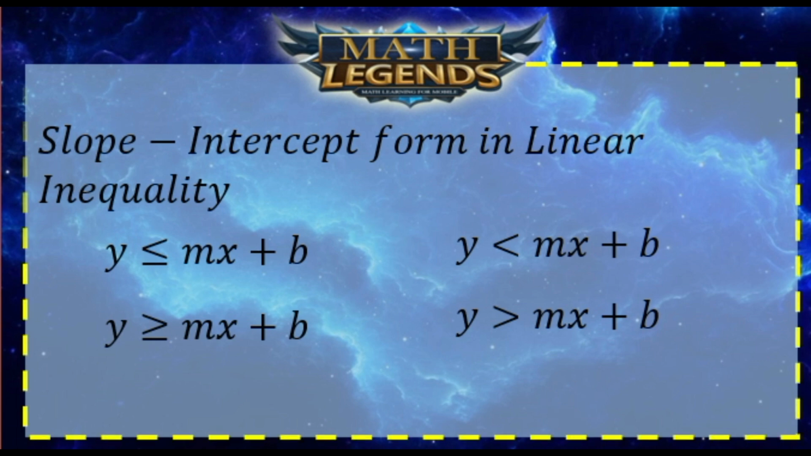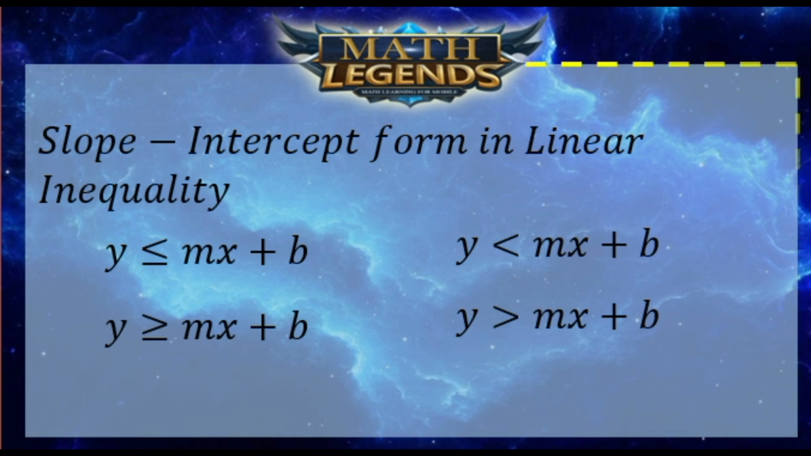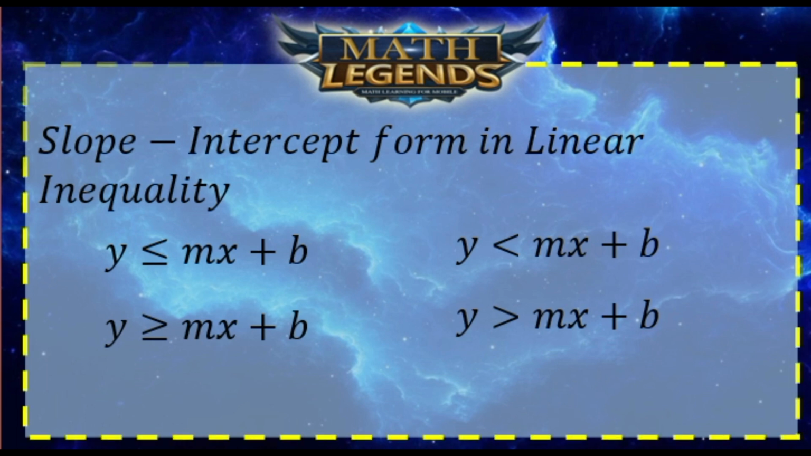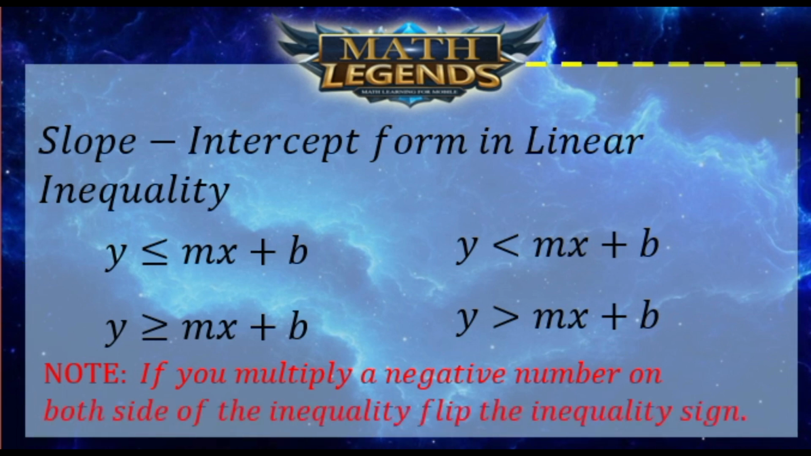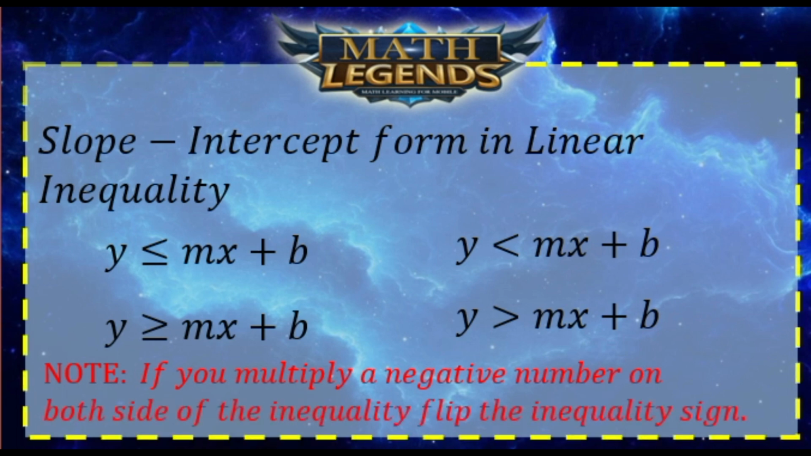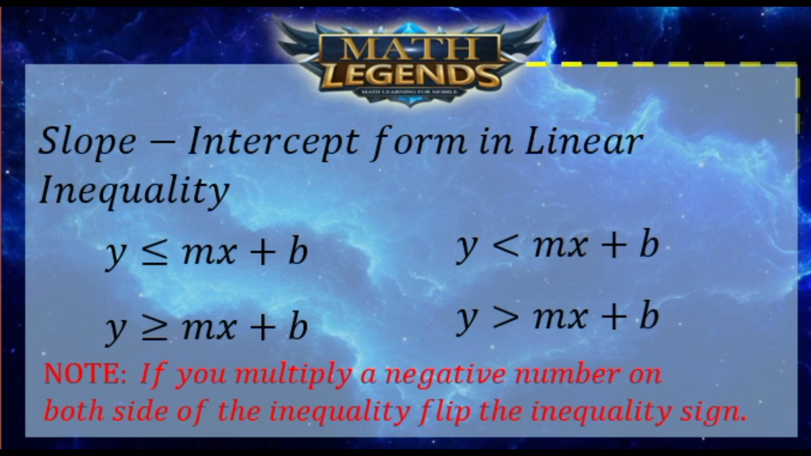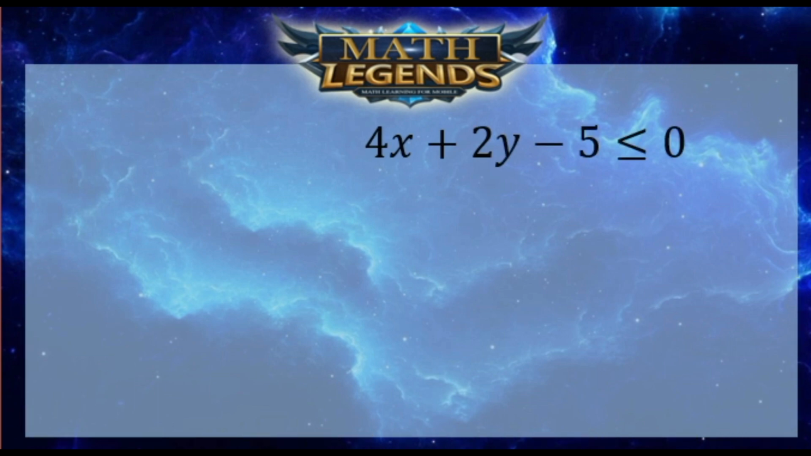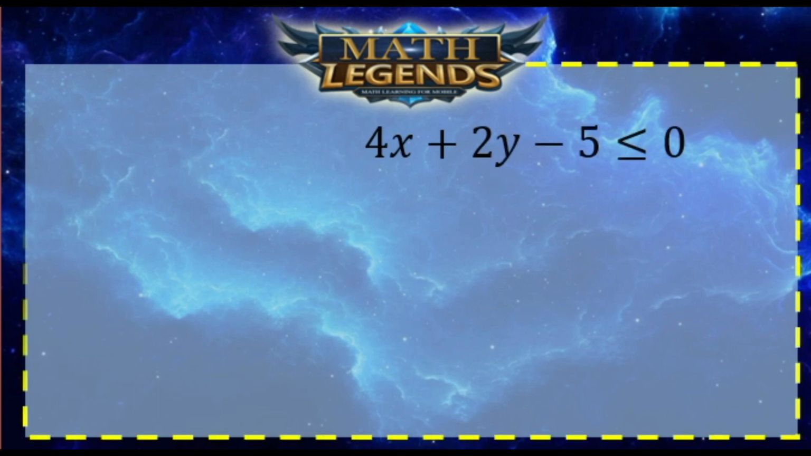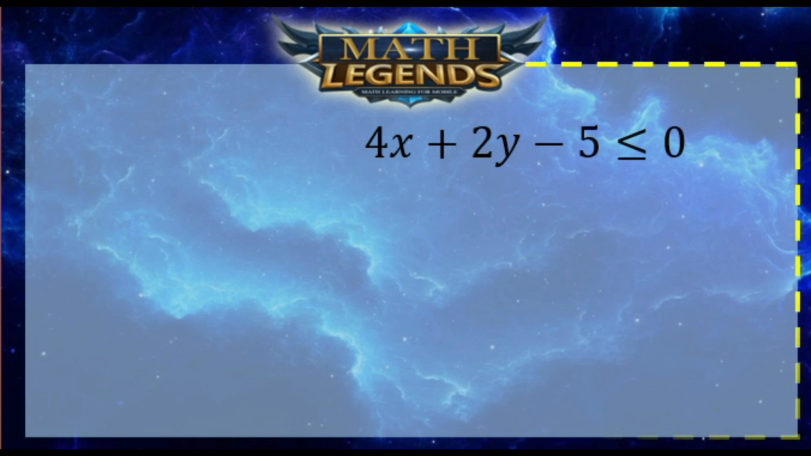In changing the linear inequality into slope-intercept form, we have a specific rule, which is: if you multiply a negative number on both sides of the inequality, we will flip the inequality sign. Let us try this one. Suppose that we have 4x plus 2y minus 5 less than or equal to 0.